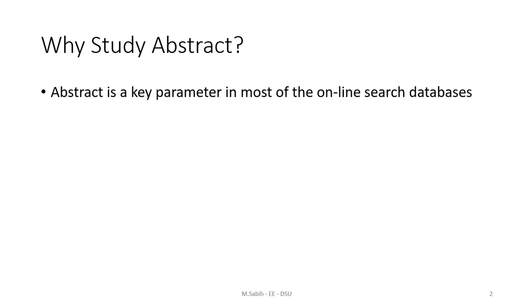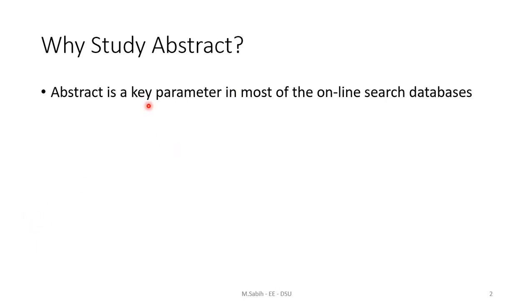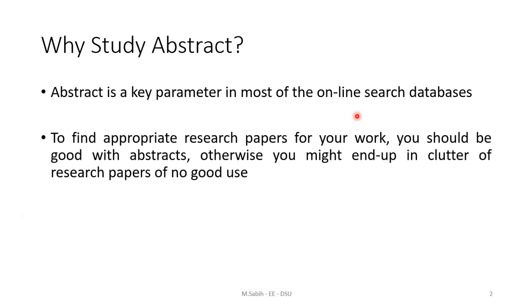So why should we study abstract? Basically, abstract is a key parameter in most of the online search databases. और इसकी वजह से if you are looking for a research paper of your interest, और आप अच्छा और appropriate research paper ढूंढ रहे हैं, so you should be able to use proper abstracts. आपको पता हो कि abstract पढ़ा कैसे जाता है, abstract के ingredients हैं क्या.